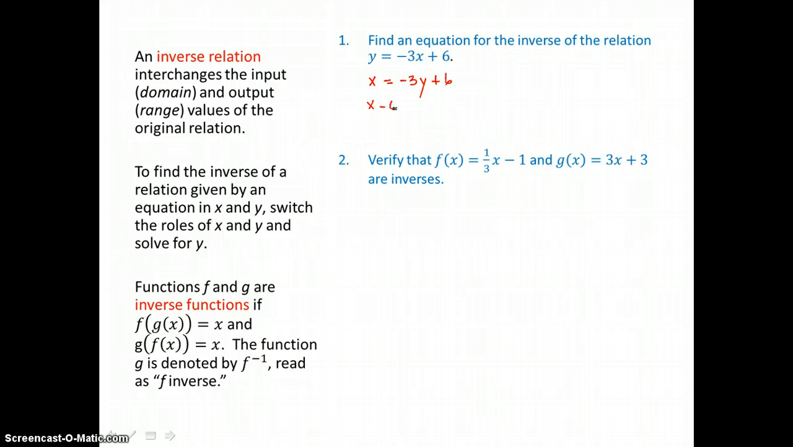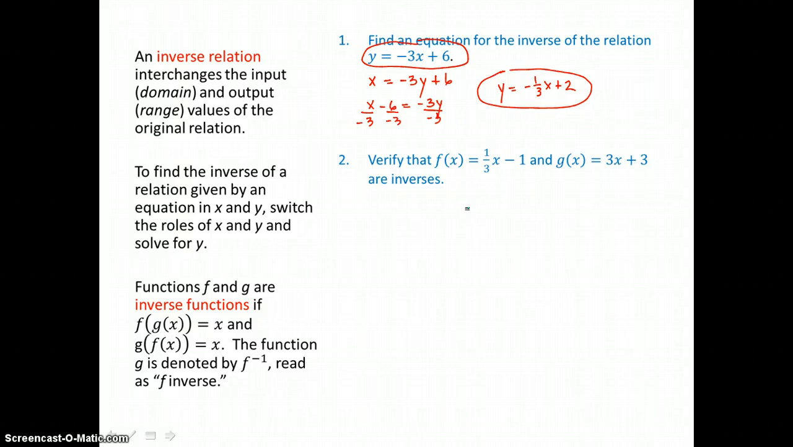So subtracting 6 from both sides, we get our y term alone, and then we need to divide every term by negative 3 to get just y. So 1y is equal to negative 1/3 x plus 2. And this is the inverse of the relation or equation that we started with.